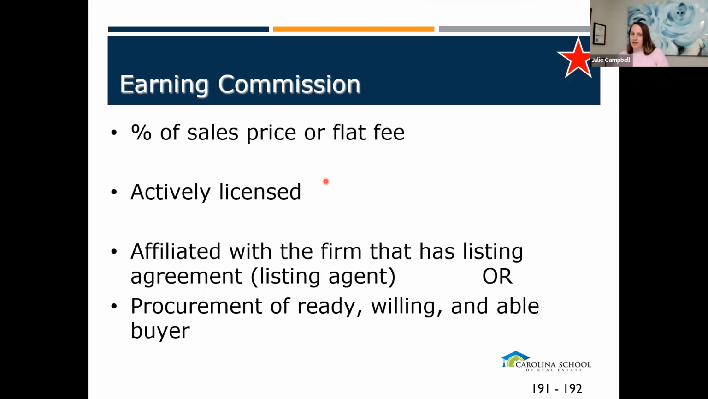Commission is typically a percentage of the sales price or a flat fee. Remember what we said the word of means sometimes? The word of can mean multiply. So when we talk about a percentage of the sales price, you're going to get a percentage of whatever you sell it for. Or it could be a flat fee, depending on how the firm wants to charge.